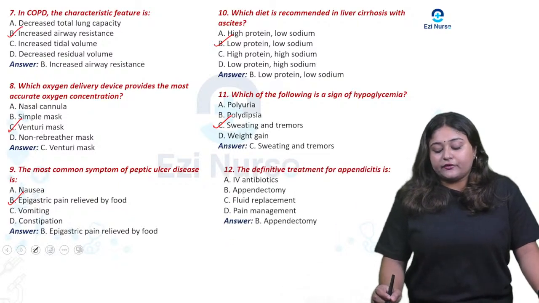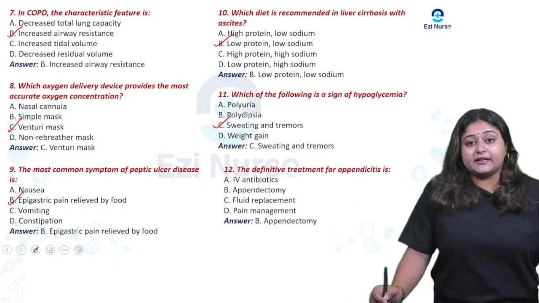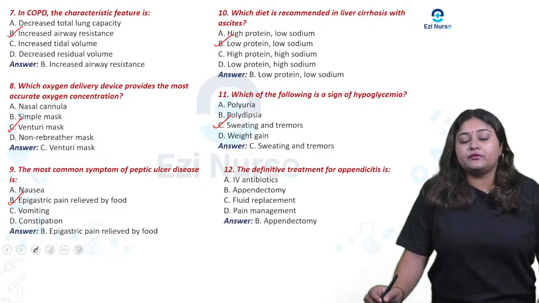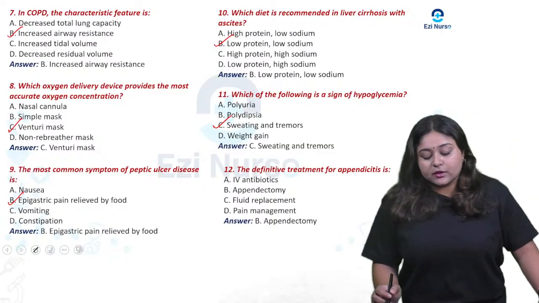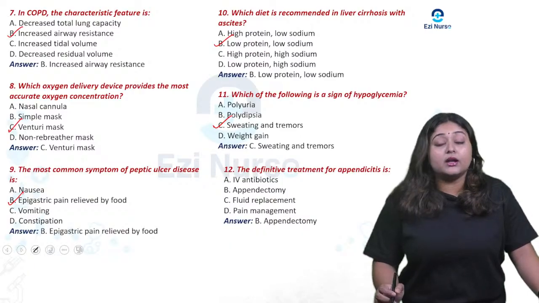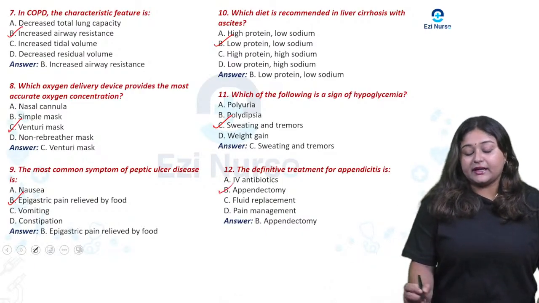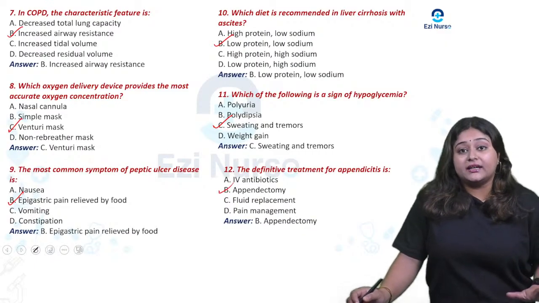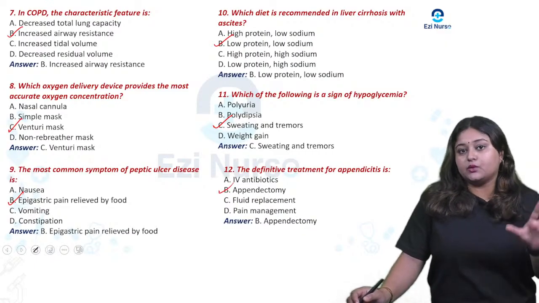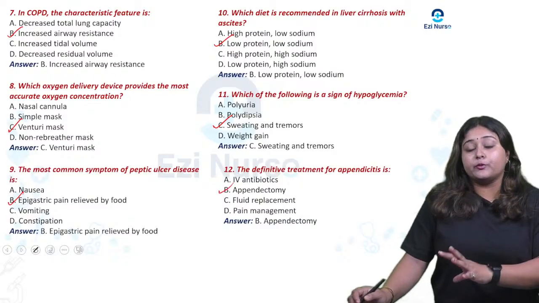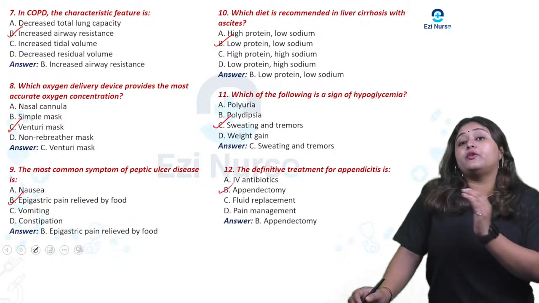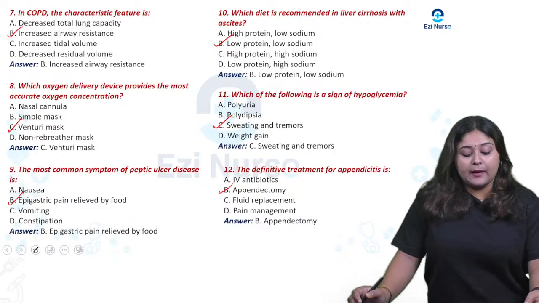Next one is the definitive treatment of appendicitis, meaning the infection and inflammation of the appendix. So what is the definitive treatment? The answer is option B, appendectomy, meaning we make an incision in that particular area and remove the appendix. That is called appendectomy.